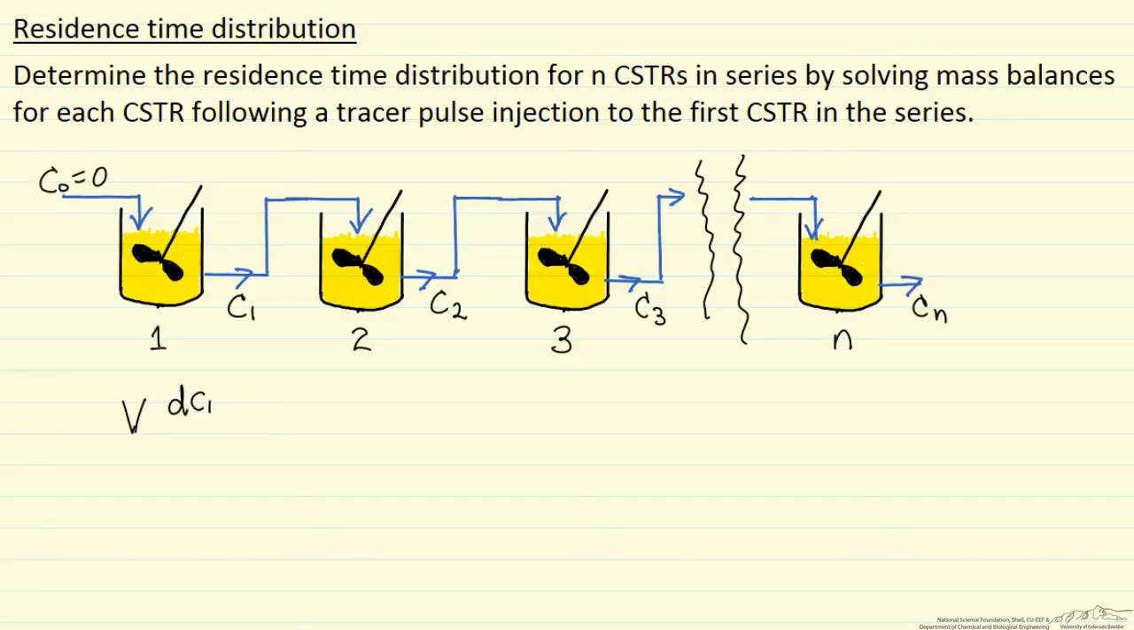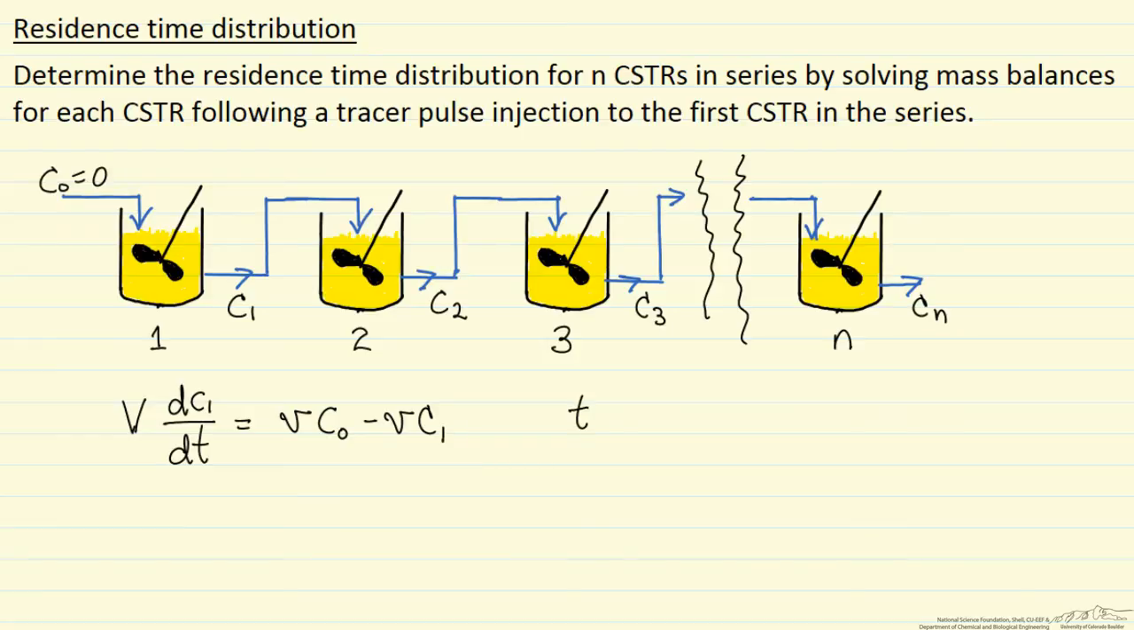The change in the concentration in the reactor, C1, is the same, of course, as that leaving. The volumetric flow rate, this is liters per second, for example. The volumetric flow rate times the concentration entering, minus the volumetric flow rate times the concentration leaving. There's no reaction for the tracer. So this is the complete mass balance.